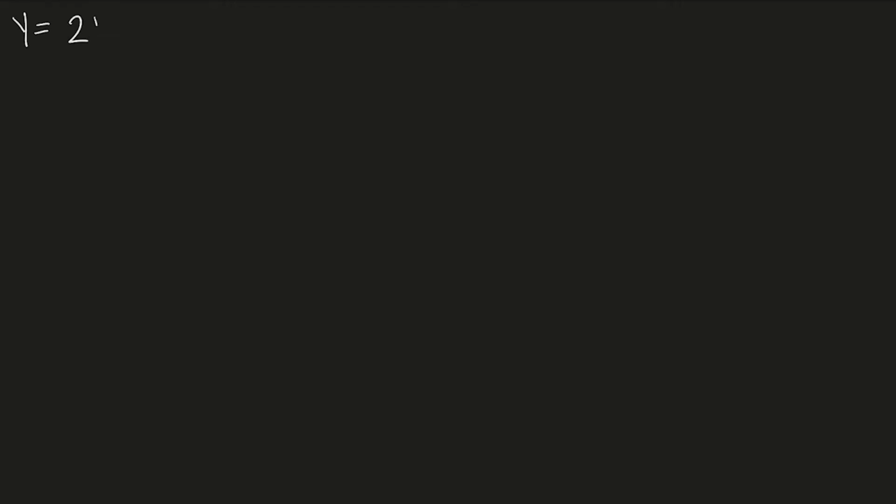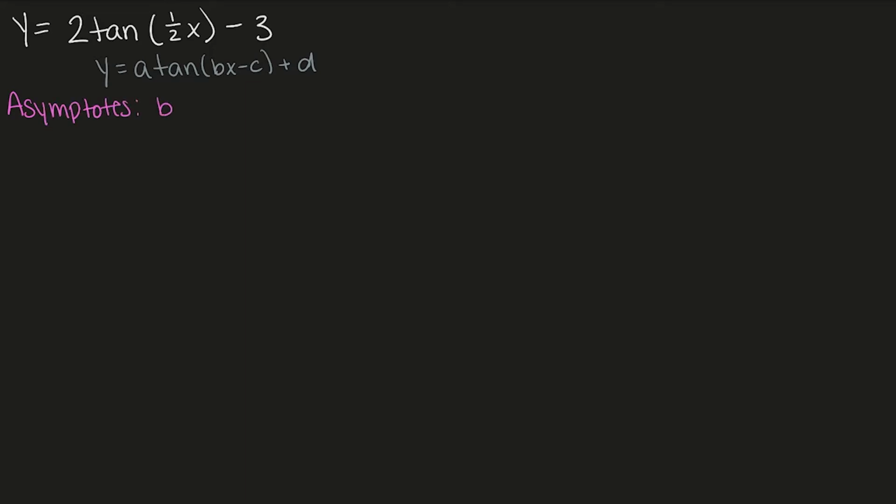Let's look at some examples of transformed tangent functions. Y equals 2 tan 1/2 x minus 3. Our standard form is y equals a tan bx minus c plus d. We start with our asymptotes. To find our asymptotes, set bx minus c equal to positive and negative pi over 2.